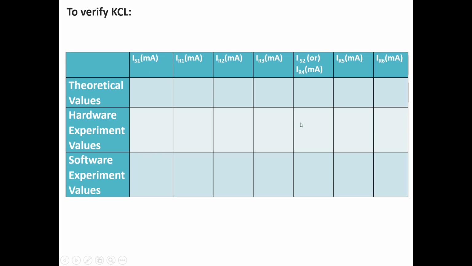The values that you have to tabulate in this tabular column are current coming out of source 1, current flowing through resistor 1, resistor 2, resistor 3, and current flowing through source 2. The current coming out of source 2 and the current flowing through resistor 4 will both be the same, so that's why I have written here 'or' current flowing through resistor 5 and current flowing through resistor 6. All these must be tabulated in this tabular column. You can pause the video and copy down this table in your observation.